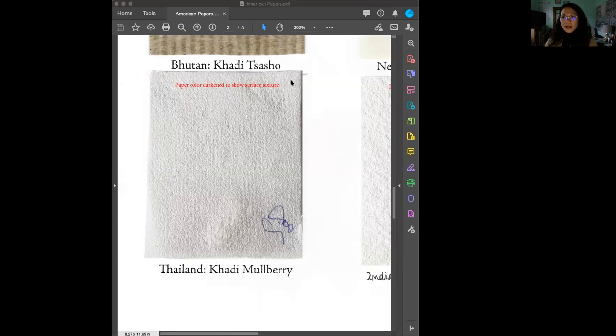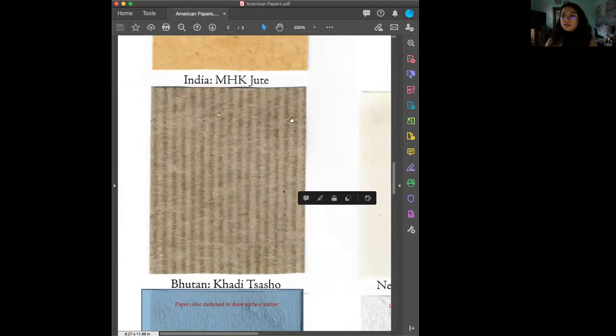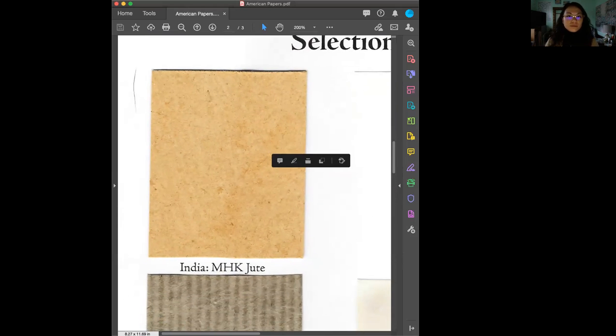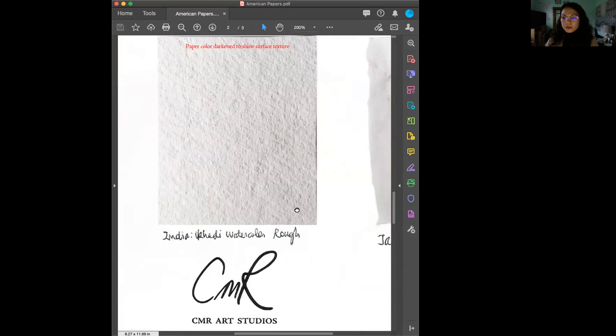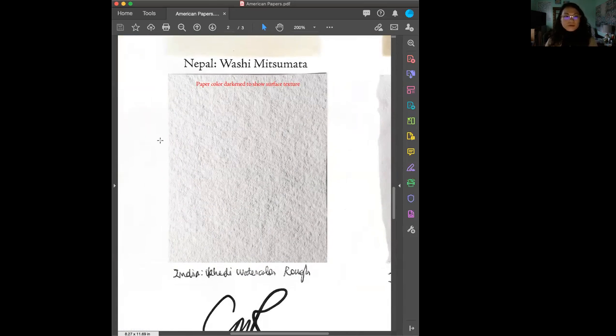Up here we have India, and we have another watercolor paper from India over here. All right, so this is the rough texture. Most papers from India are made out of rag, which is a fancy term for scraps of recycled cotton fabric. And these are usually leftovers from garment factories. Genuine rag fibers are long, and long fibers make for stronger papers.